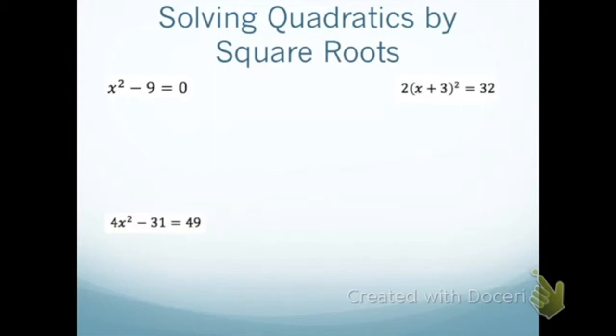So looking at this first problem, our goal is to get x squared by itself. So it looks like I have a negative 9 with the x squared on the left side. So I'm going to move 9 over by adding it since it was negative. And I get x squared equals 9. Then, now that I have x squared completely alone, I can take the square root of both sides, and I get x equals 3.